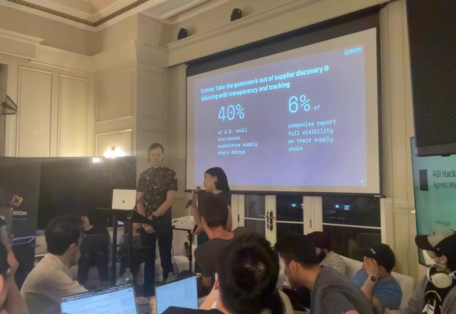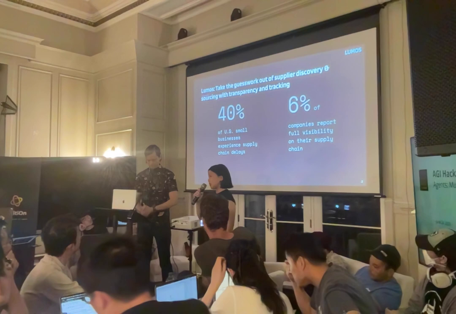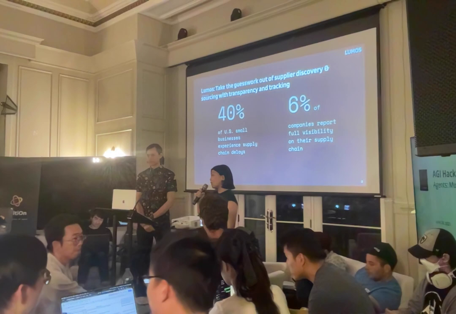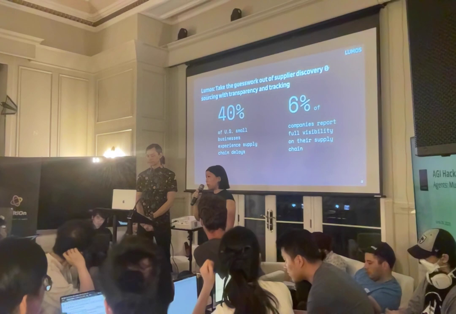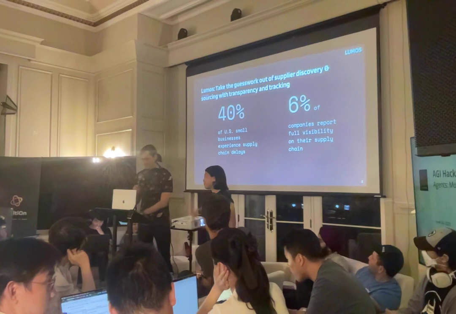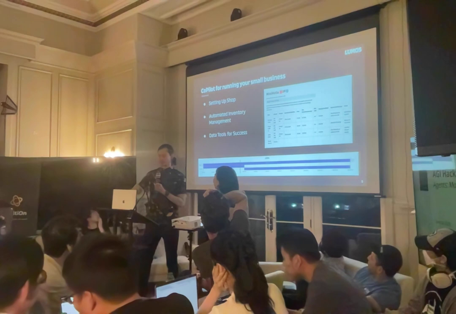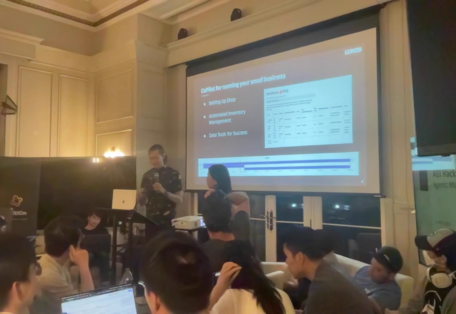Lastly, I want to present you a statistic. In the past 2 years, 40% of small businesses experienced supply chain delays, and the market is really big. Only 6% has an end-to-end procurement platform, which means 94% is our market. Awesome. This is just a high level: we'll help you set up your shop, we'll help you manage your inventory, we'll help you look into it more in detail. But I'm sure what you all care about is more demo, so we'll jump straight into that.